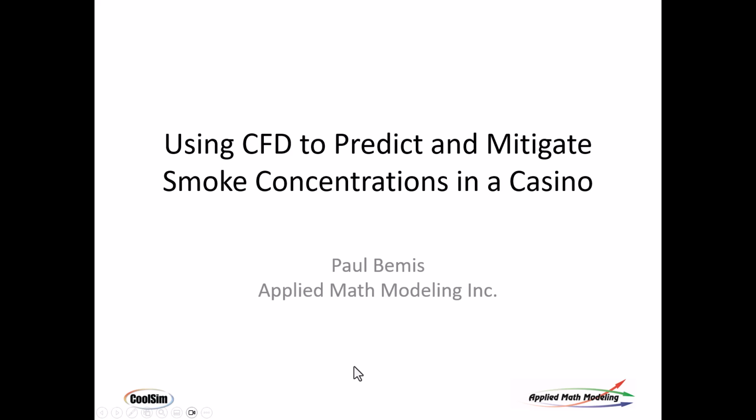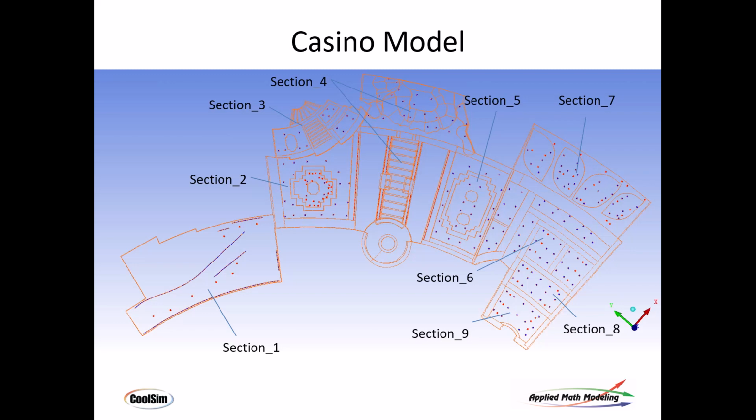In this particular application of CFD modeling, we used it to predict and mitigate smoke concentrations in a casino. The casino, shown here in the top view, was broken up into a variety of sections. We created these sections because it's a very large facility with tall ceilings, so we broke it up so that we could analyze each section.